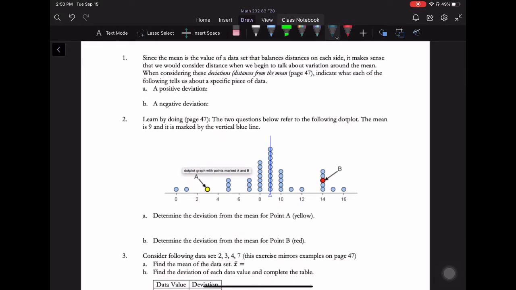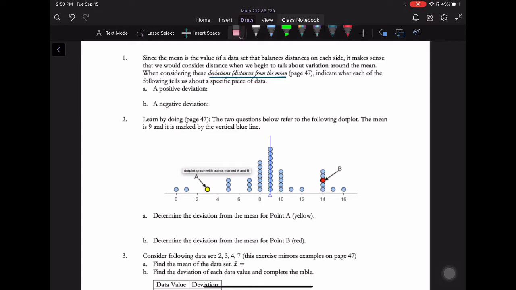When we're talking about the mean, and the mean is the balance point, since the mean is the value of the data set balancing distances on each side, it makes sense that we would consider the distance on each side when talking about variation. So how variable is our data? When we're considering these deviations, we need to talk about what it means to be positive and what it means to be negative. And we're defining deviations as the distance from the mean.